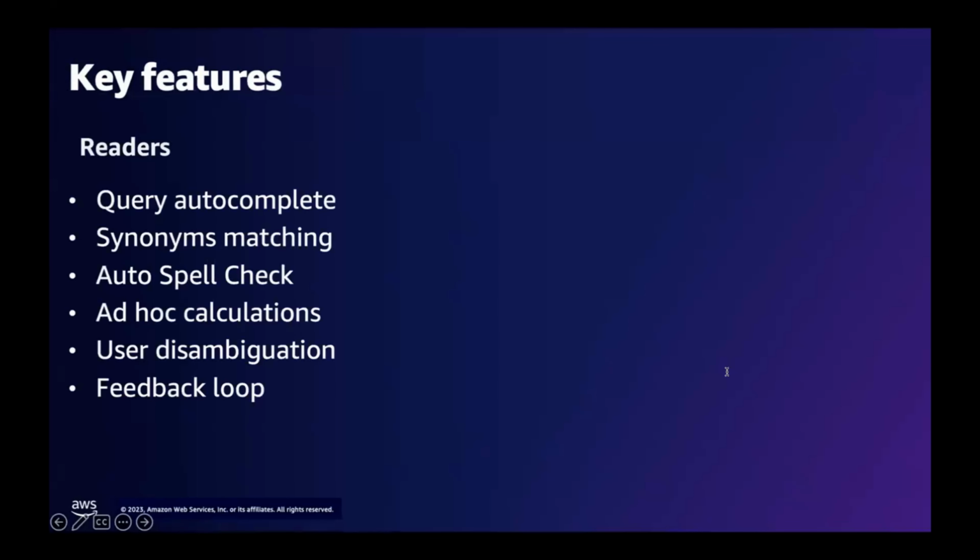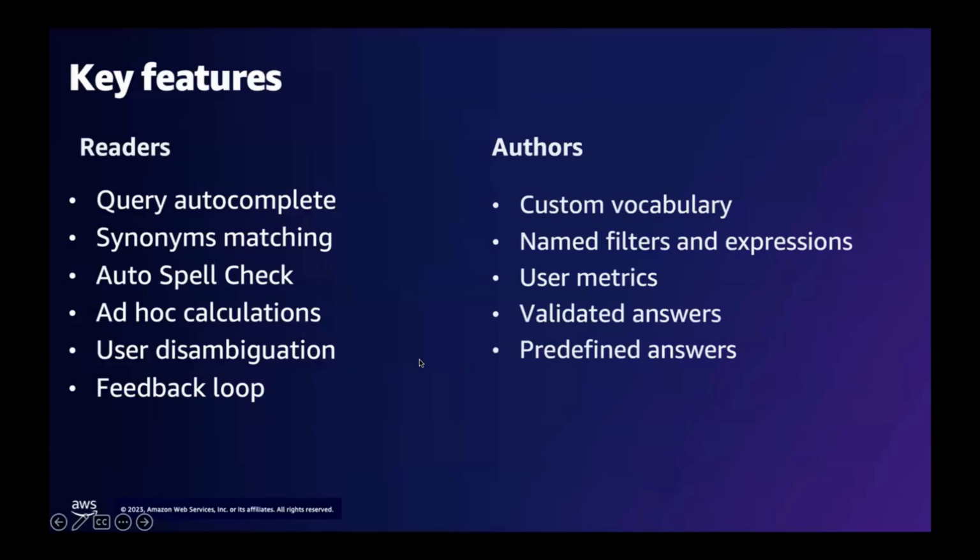Q can handle spelling mistakes. Q can perform ad hoc calculations that don't exist in the data. And if Q gets an answer wrong or is not confident about the answer, users can correct and improve it. And feedback can also be provided to further help improve the system.